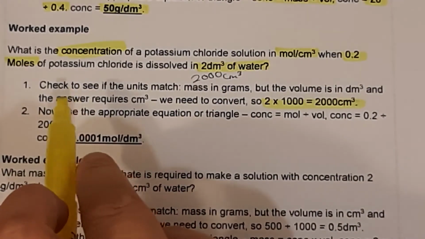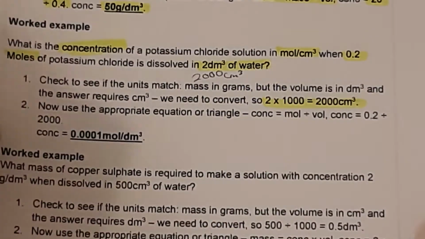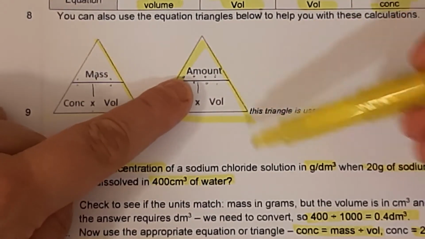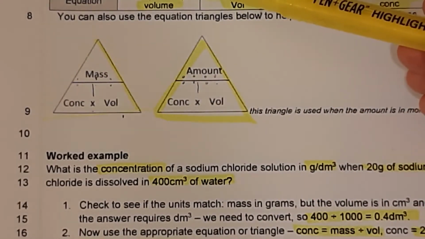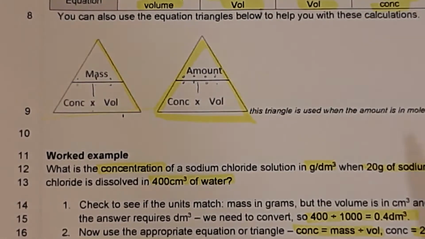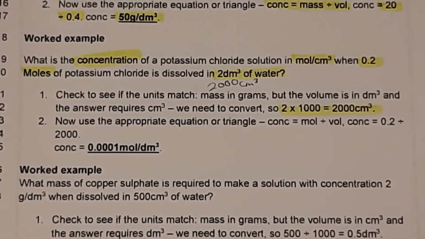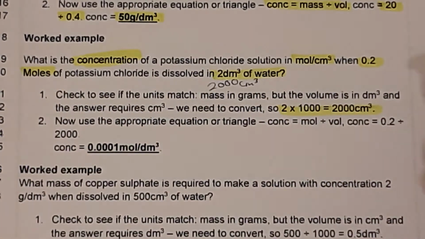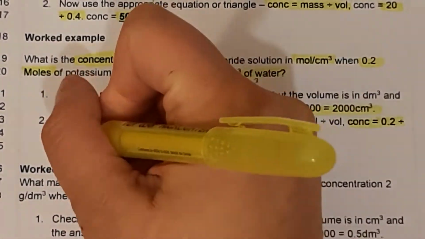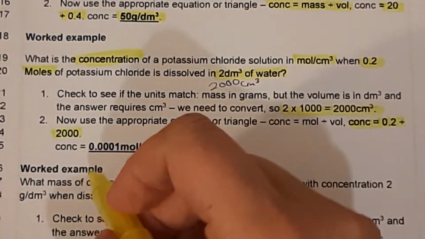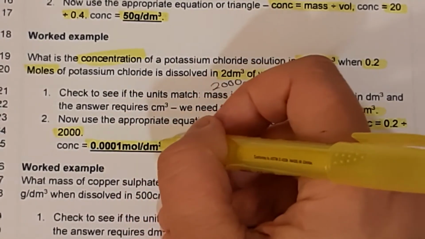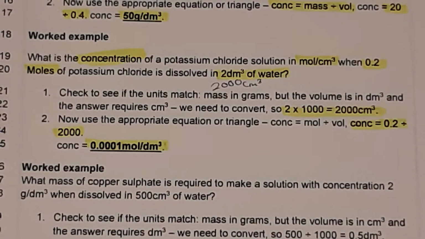So we're calculating concentration, we have moles. Going back to our equation triangle, we're calculating concentration, we have an amount in moles, so it's amount divided by volume. It's also up here, concentration of solution is the amount divided by the volume. So let's go back to our equation. Our amount is 0.2 moles, and our volume is 2,000 of water. So that will give us 0.2 divided by 2,000, 0.0001 moles per centimeters cubed. That's 3 zeros before the 1. And remember to use your calculator.